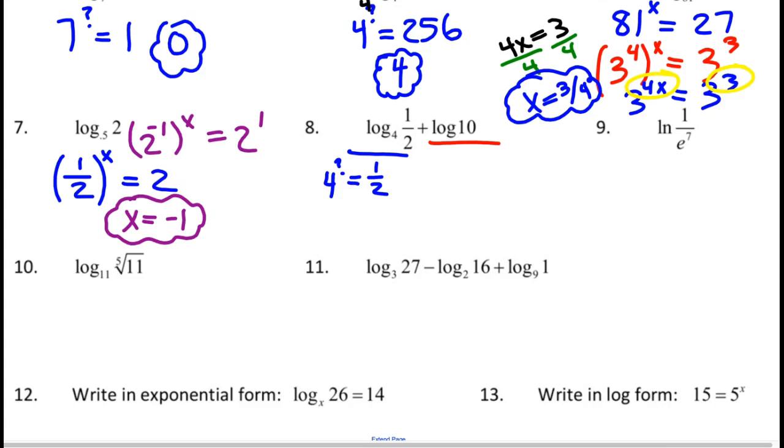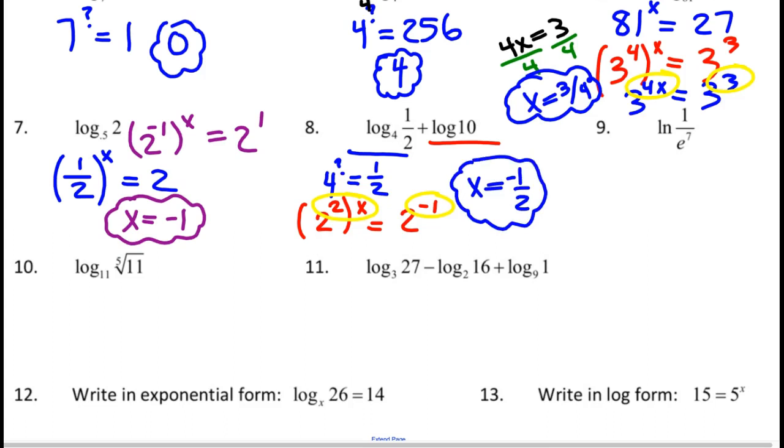If you rewrite them at the same base of 2, this is going to be 2 squared to the x, the unknown, is equal to, and then 1/2 is the same as 2 to the negative 1. Rewrite them at the same base. When does 2x equal negative 1? That's when x equals negative 1/2. So another way to look at it, a little more structure.